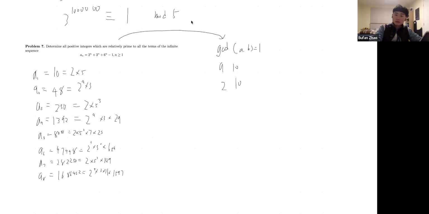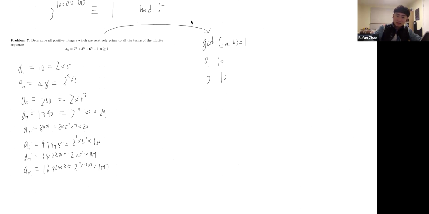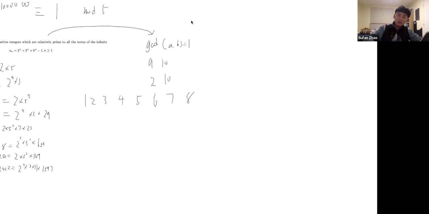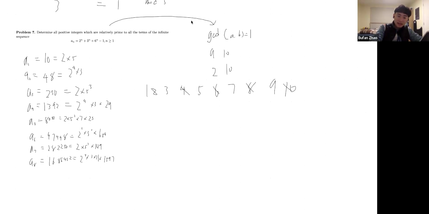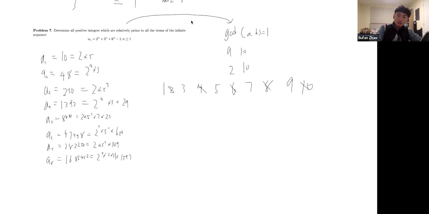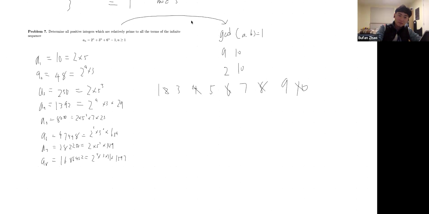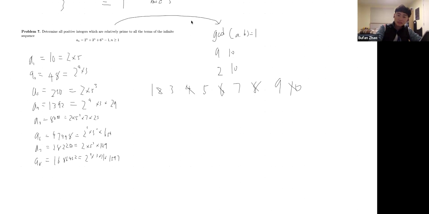So, yeah, thank you, David. We can immediately exclude all the even numbers. And let me just write some numbers out. 9, 10. Yeah, we can cross out all the even numbers. And yeah, very good. All multiples of 3, because A2 is divisible by 3, and so none of these multiples of 3 would be relatively prime with A2. So we can cross out all multiples of 3.